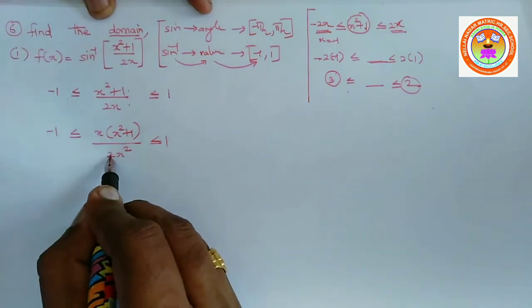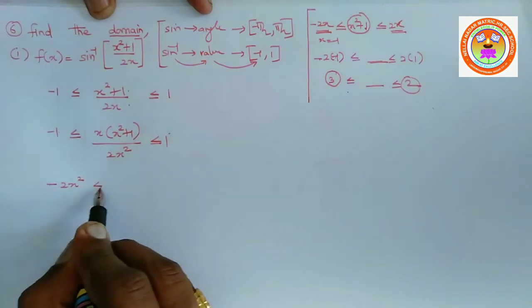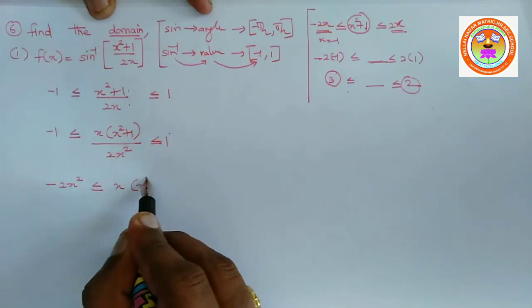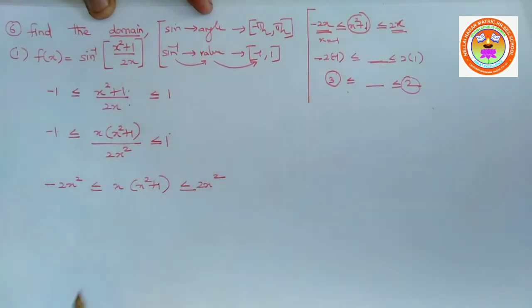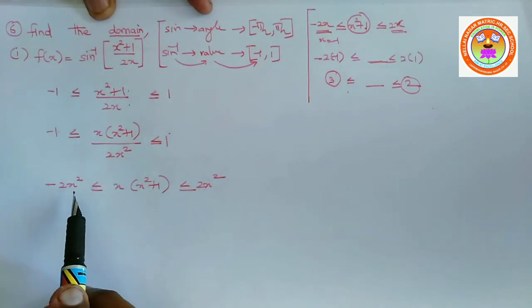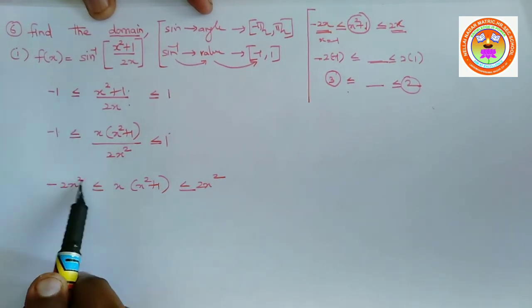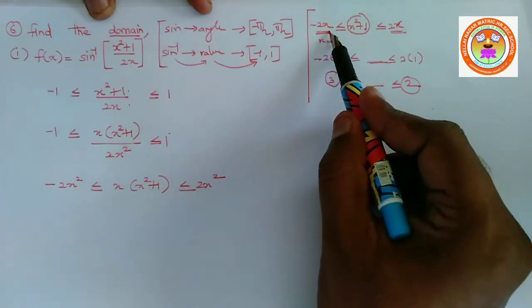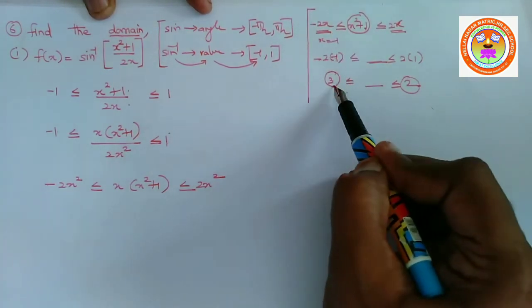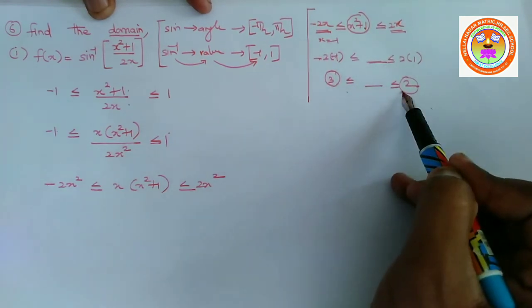Now we can move this 2x square here and here. So minus 2x square is less than or equal to x square plus 1 less than or equal to 2x square. Now you can raise a question, sir, can I apply minus 1? Yes, even though you apply a negative value, this x square makes it positive, so no problem. But here x is present, it becomes negative from positive, so a problem rises. The inequality symbol will be false.